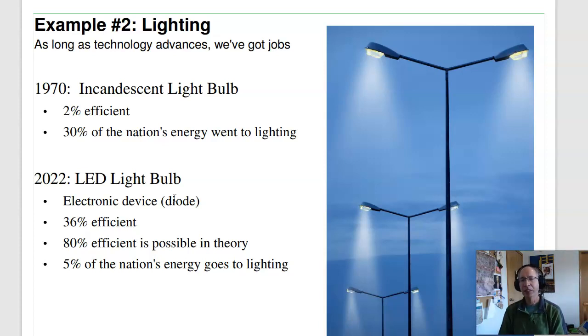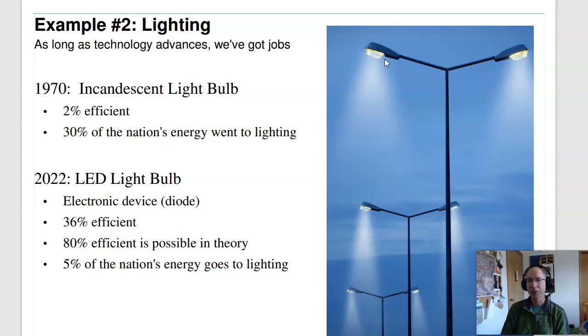And back in 1970, about 30% of our energy use went just to lighting. That's a huge number. Well, fast forward to today. Today, we have LED lights. If you look at pretty much all the street lights, they're LEDs. LED lights are currently 36% efficient, way better than 2% efficient. In theory, we can make them 80% efficient. We're not there yet, but working on it. And the amount of energy used for lighting has dropped down to 5%.